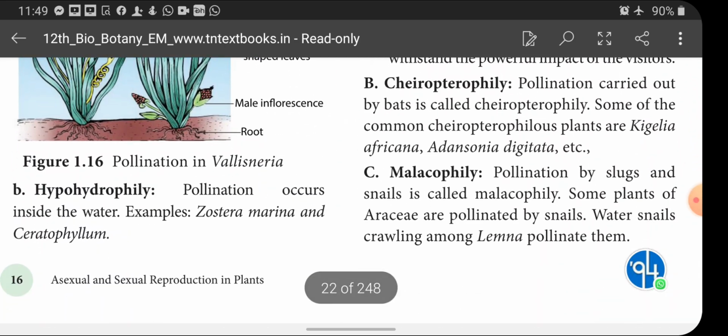Next, hypohydrophily. Pollination occurs inside the water. Example, Zostera marina and Ceratophyllum. This is what occurs inside the water.